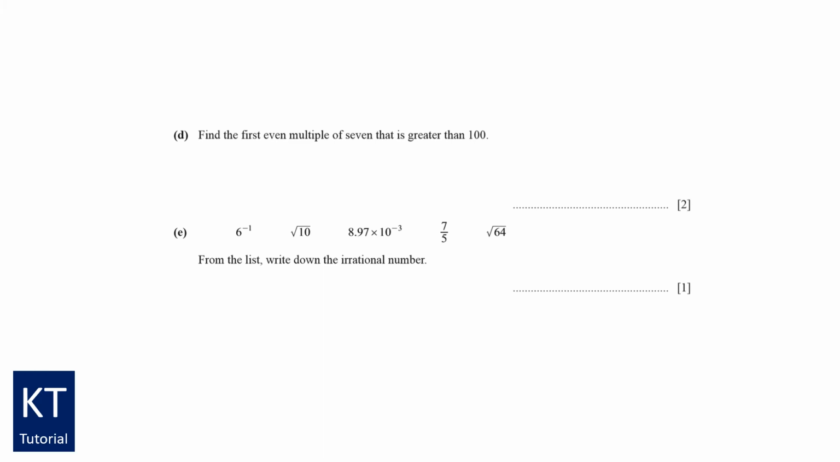Question 1d. Find the first even multiple of 7 that is greater than 100. With the first two multiples of 7 above 100 being 105 and 112, the even one is 112. Next, from the list, write down the irrational number. The required answer is the root of 10.